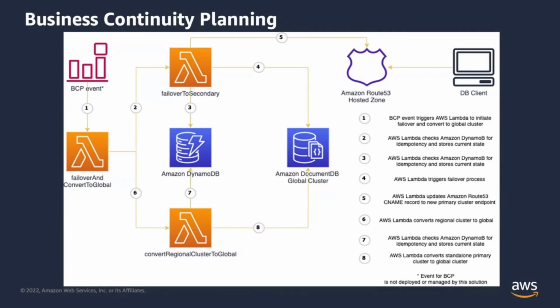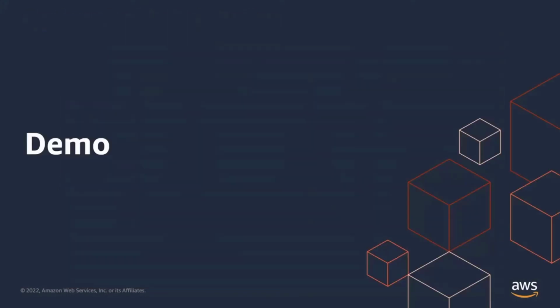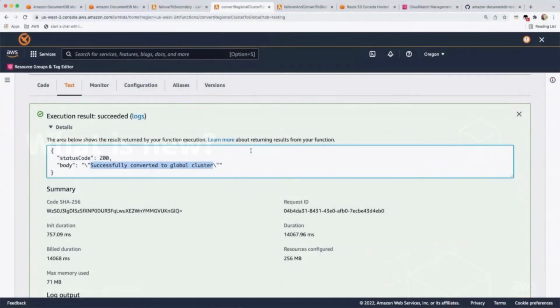So let's say you started with the primary in US East 2 with secondary in US West 2. This function will create a global cluster with the roles reversed, right? So basically you'll have a global cluster with primary in US West 2 and secondary in US East 2. And let's look at a demo to understand this better. Let's navigate to the AWS console and see what the business continuity planning demo looks like.